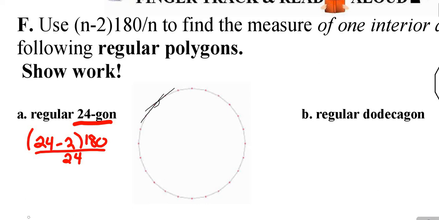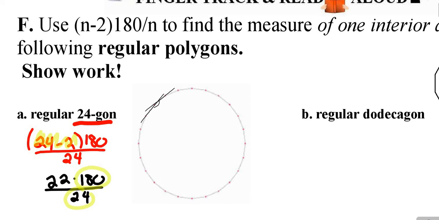Now I'm going to show you how to do this without a calculator because you're smart like that. So we're going to reduce this, which of course is 22 times 180 over 24. I know the temptation to grab a calculator is very high, but you can do this without a calculator. We're going to find the largest number possible that goes into both 24 and 180.